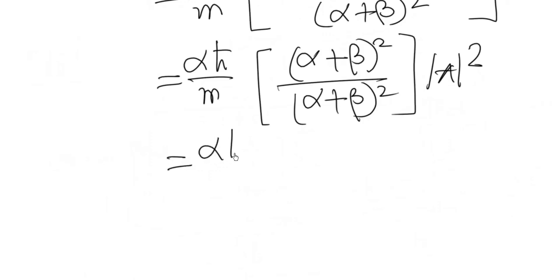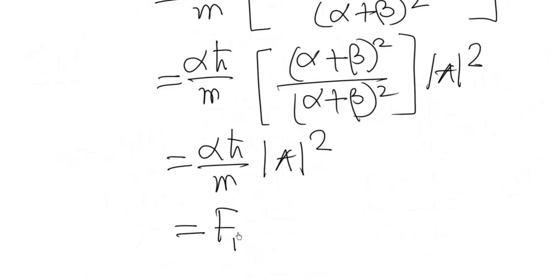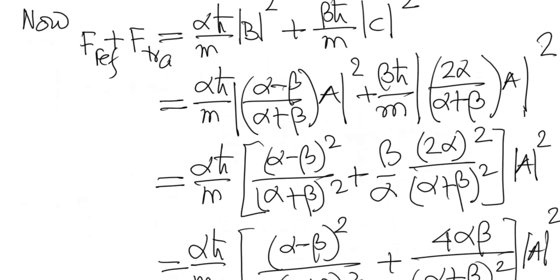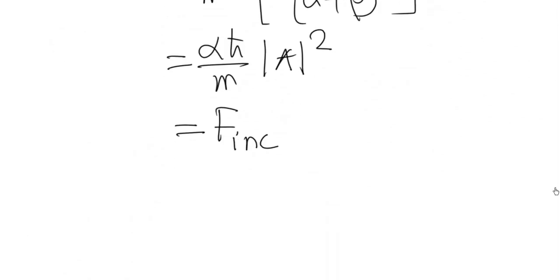Now this is alpha by m modulus of A square, which is nothing but the incident flux. So what we get is the sum of the reflected flux and the transmitted flux is equal to the incident flux. This is like a conservation equation. Therefore, the reflected flux and the transmitted flux is equal to the incident flux.